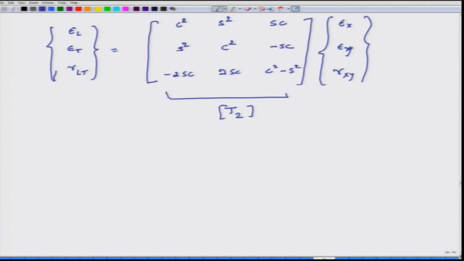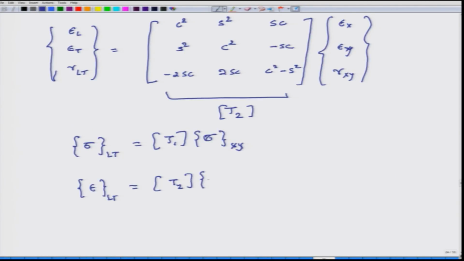So, in short I can say that sigma in the LT coordinate system is equal to T1 times sigma in the xy coordinate system, and for transforming strains, the strain in the LT coordinate system equals T2 times the strain vector measured in the xy coordinate system. So, these are the two equations.